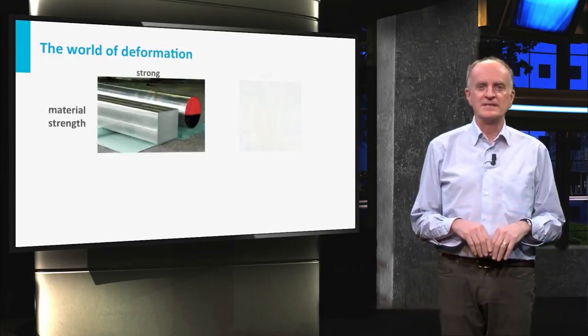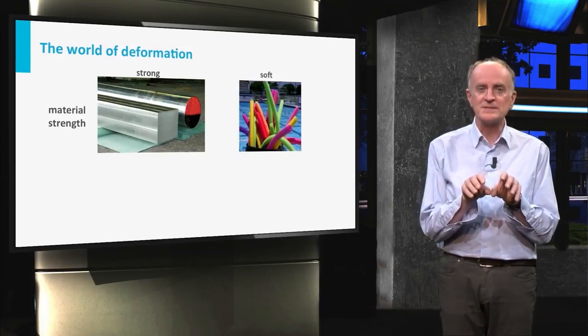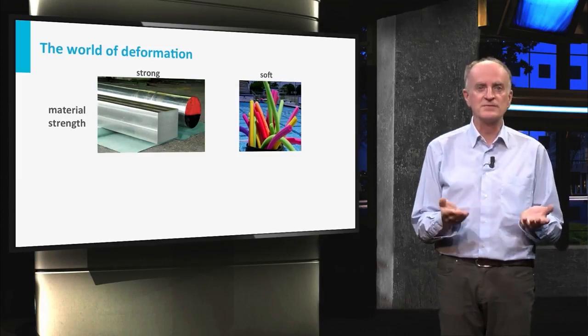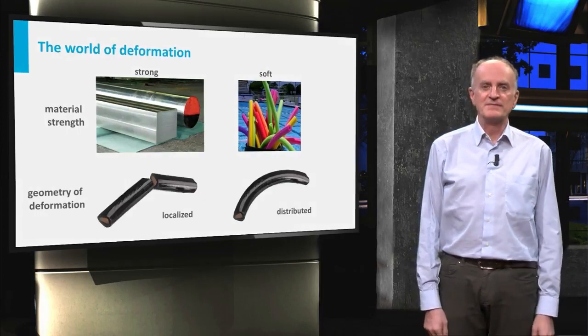Deformation, however, can happen under very different conditions and produce very different results. Materials have obviously different strengths, which means that a larger force will be needed to deform a strong body, whereas a smaller one will be enough to deform a softer one. The same material, on the other side, can deform in different manners.